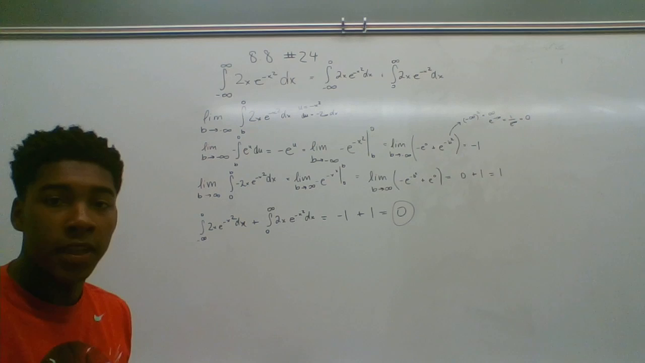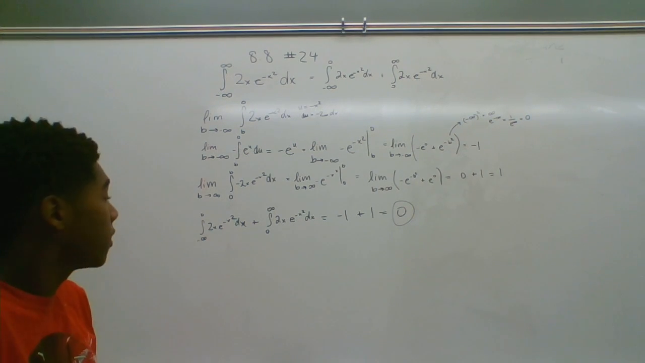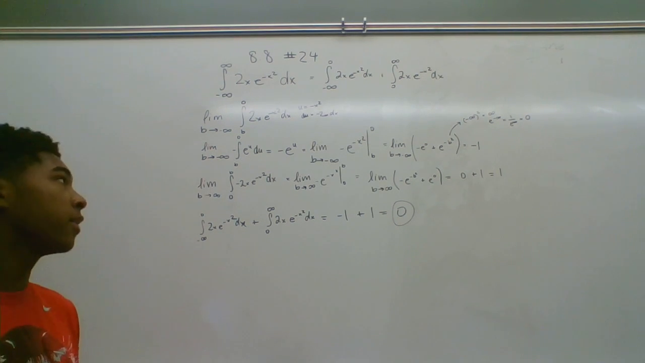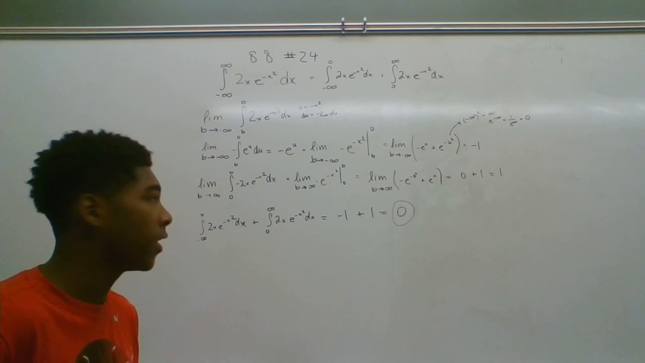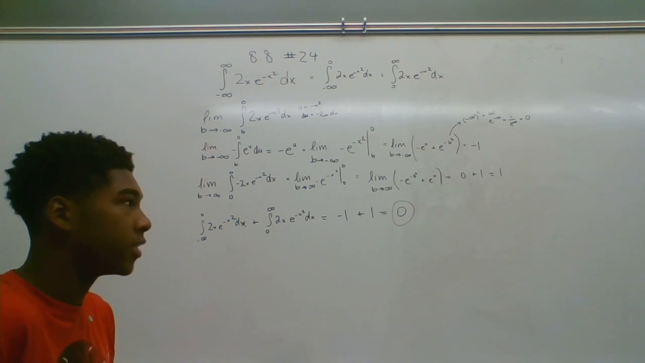And then you take all the same steps for the next limit. But this time b is going to go to positive infinity. And so you'll have the integral from 0 to b of 2x e to the negative x squared dx. And then you'll do the same u substitution, all that. You'll have the same answer.